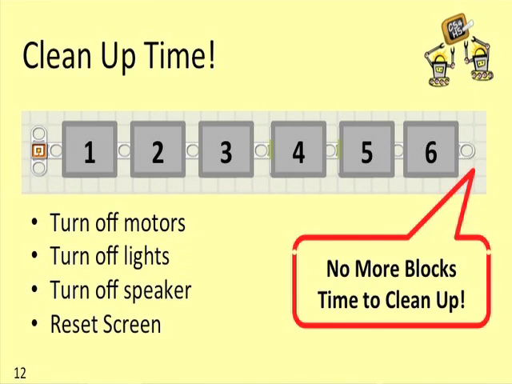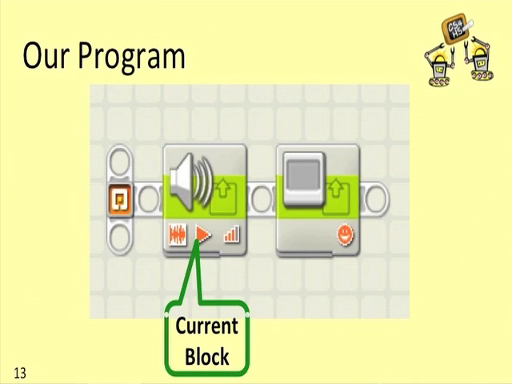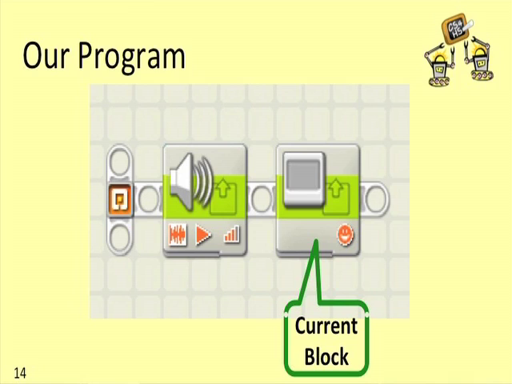Once it realizes that it's completed the execution of all the blocks, the NXT, being a polite and well-behaved piece of equipment, cleans up after itself. It turns off all power to the motors, turns off any light bricks you may have used, turns off the speaker, and resets the display on its screen to let you know it's ready to run again. With this in mind, let's go back and look at our program. If you believe that the NXT is working correctly, and trust me, I know mine is, then we have to believe that the NXT runs the sound block, then it runs the display block, and then it cleans up.